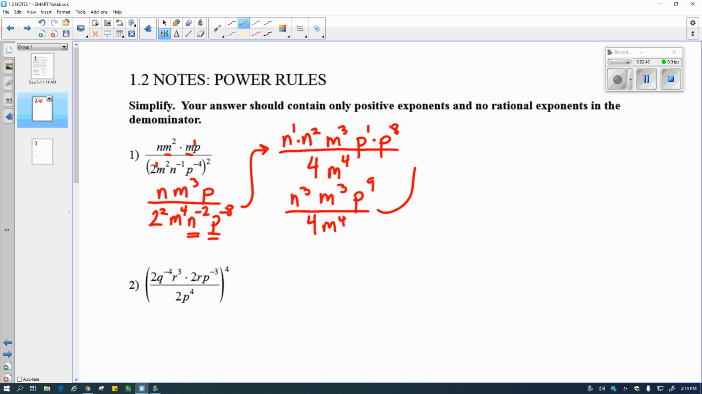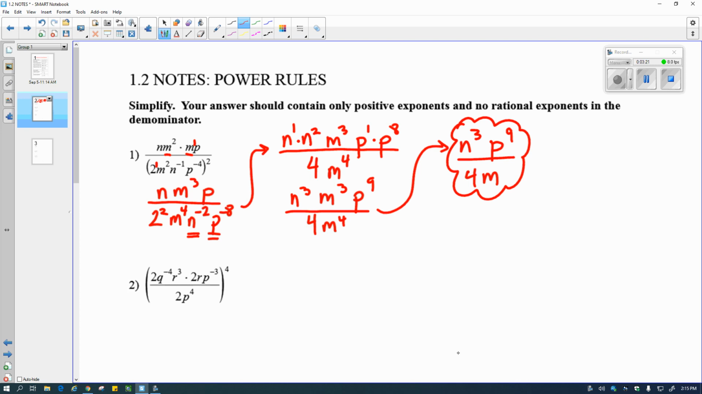Now the last move that I'm going to make is that I have m's on both the top and on the bottom, and even though the rule is to subtract, I would do 3 minus 4 technically. What I do is I look at how many do I have on the top and on the bottom, and where are there more. So I have 3 m's on the top, I have 4 m's on the bottom, so there's one more on the bottom. That means when I do my canceling, all of them will cancel off the top, and I'll be left with 1 on the bottom. And so there's my final simplified form.